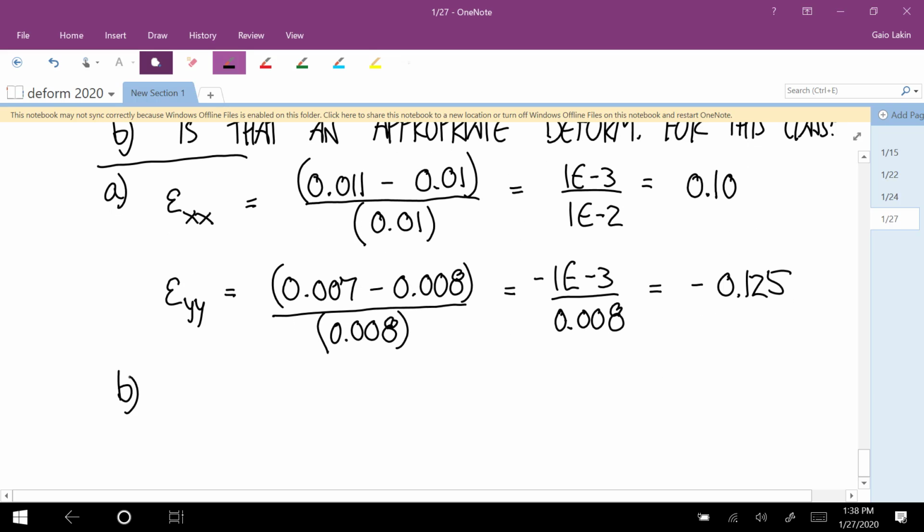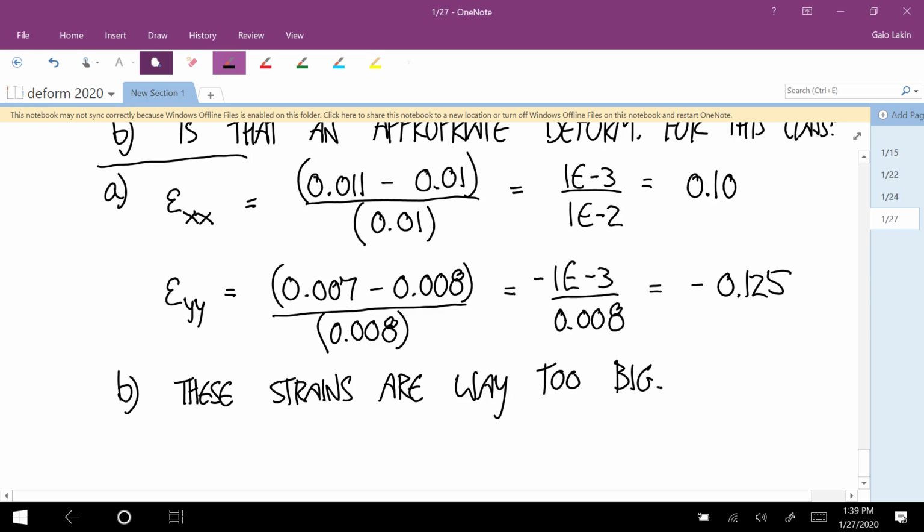So B, these strains are way too big. If you're dealing with deformations that big, there's a whole different set of calculations that you have to do, and this class isn't about those. This is just when it's staying inside that elastic range.